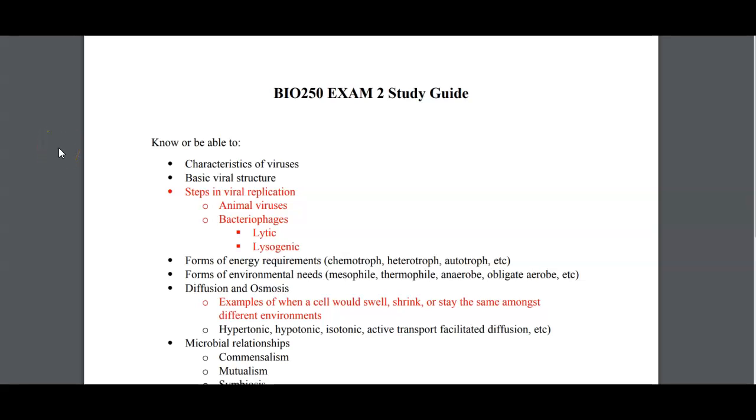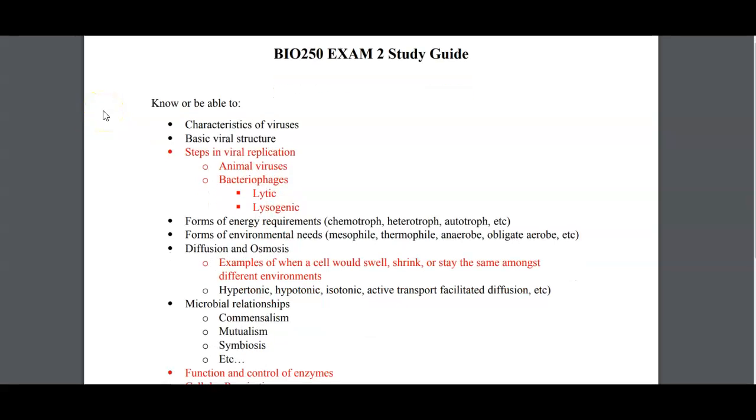Hey guys, Dr. B. This is just a little exam review study guide to kind of focus your learning for your exam on Wednesday. So first things first, obviously there's a lot of things in red. Those things in red are worth more points than the things in black.